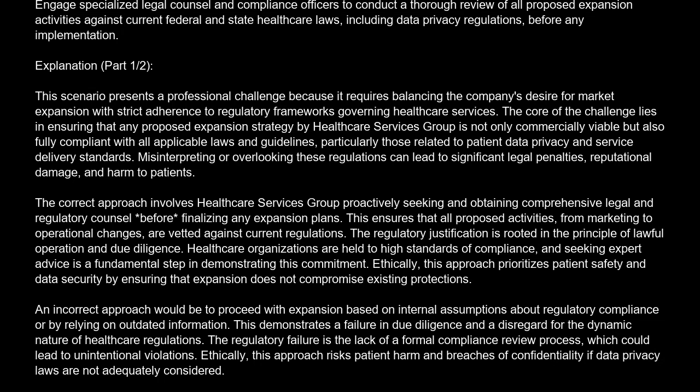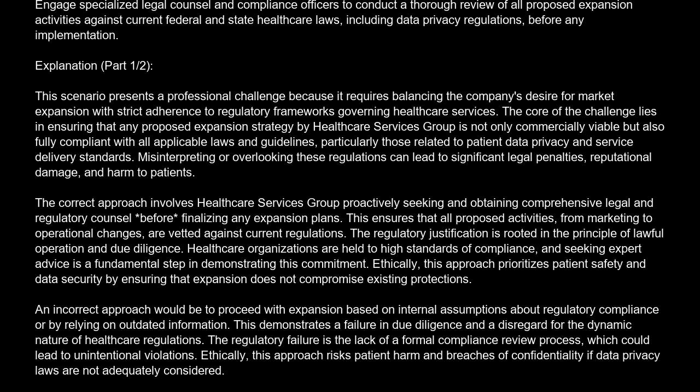Correct answer is A. Engage specialized legal counsel and compliance officers to conduct a thorough review of all proposed expansion activities against current federal and state healthcare laws, including data privacy regulations, before any implementation. Explanation. This scenario presents a professional challenge because it requires balancing the company's desire for market expansion with strict adherence to regulatory frameworks governing healthcare services.